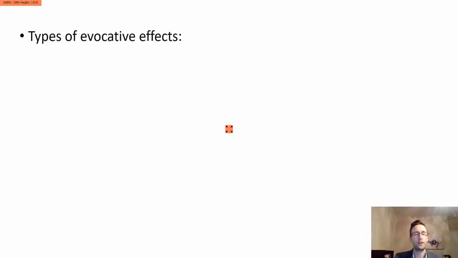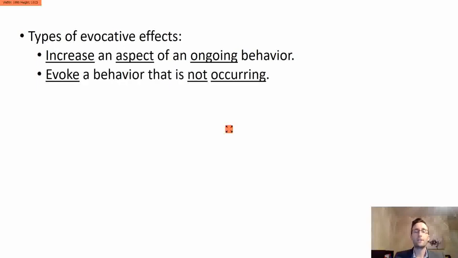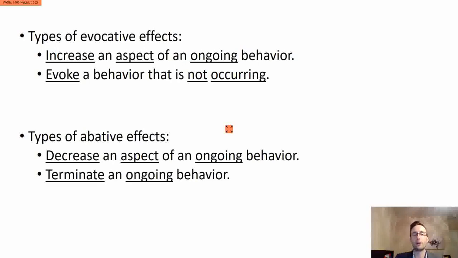Okay. There are two types of evocative effects. You can increase an aspect of an ongoing behavior. We're talking evocative again. Or you can evoke a behavior that's not occurring. So those are two types. Increase an aspect of an ongoing behavior, evoke a behavior that's not occurring. Types of abative effects. You can decrease an aspect of an ongoing behavior, or you can terminate an ongoing behavior. In other words, the behavior is happening, the antecedent occurs, and then the behavior stops. Evoke a behavior that's not occurring: for an evocative effect, basically the person is not engaging in the behavior, and the antecedent occurs, it evokes the behavior.